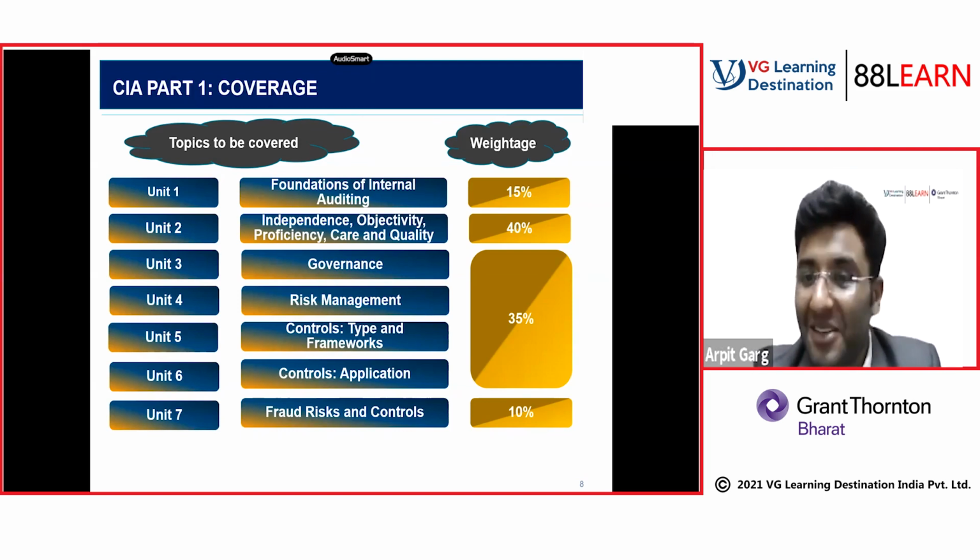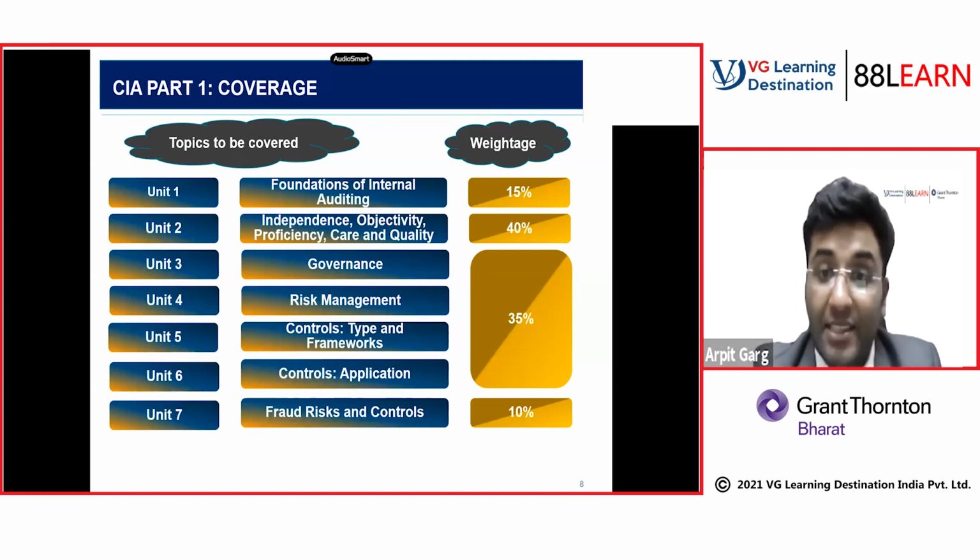I'm not saying 35% is less. Of course, to complete your CIA part 1 program or any of the part programs, you have to score 80%. So you have to score 600 out of 750 in CIA part 1. There are a total of 125 questions, so roughly you have to answer 100 questions correctly to clear your CIA part 1 program.